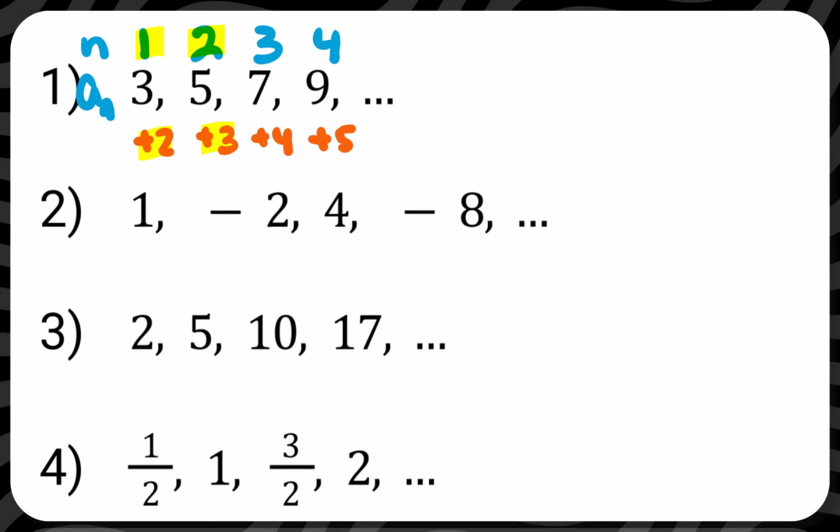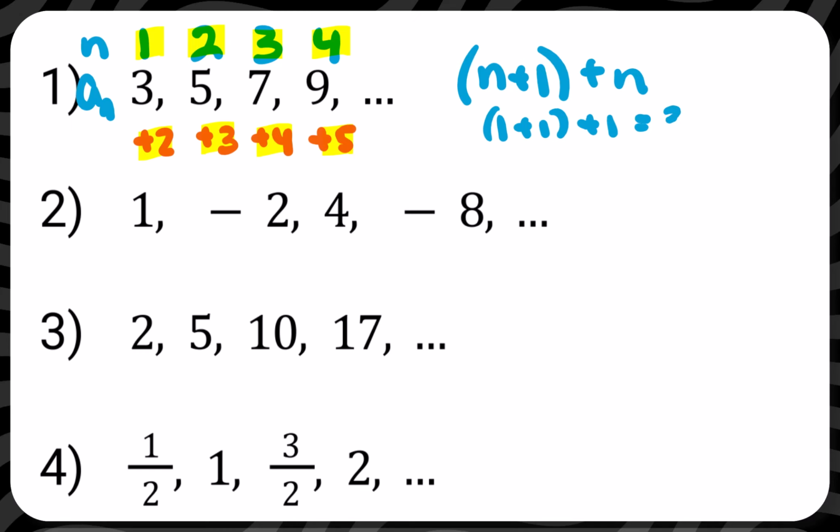2 plus 1 is 3. 3 plus 1 is 4. 4 plus 1 is 5. I think that's our pattern. So we have n plus 1. Okay, we've got that. So n plus 1 is 2. And then I've got to add this number back to it. So let's see if this works. Okay, let's try 1. 1 plus 1 plus 1 is 3.